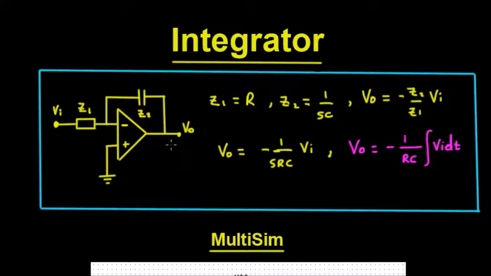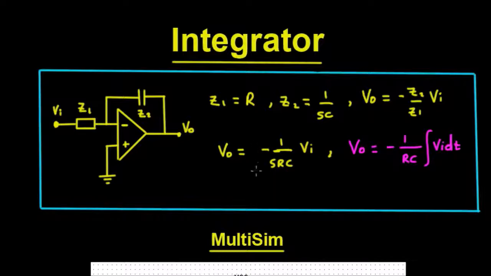inverting amplifier. So in the case of the inverting amplifier, the output voltage is going to equal minus Z2, which is this impedance here, over Z1, which is the impedance here. But we know that Z1 is the resistor R. We know that Z2 is a capacitor, and we can write that in terms of complex frequency as 1 upon SC. So when we put these two in for Z2 and Z1, we'll get V out equals minus 1 upon SRC times V in. So V out is going to equal minus 1 upon RC.